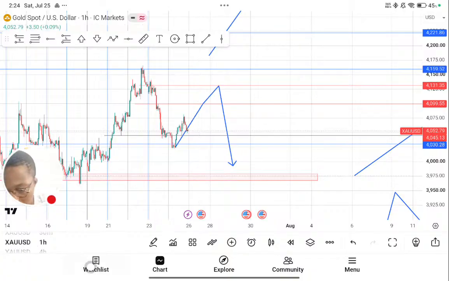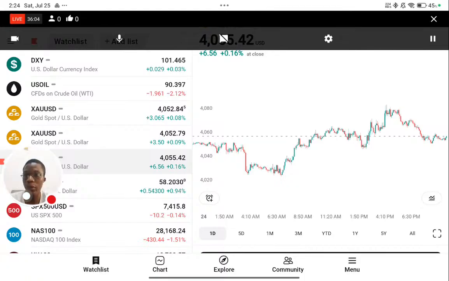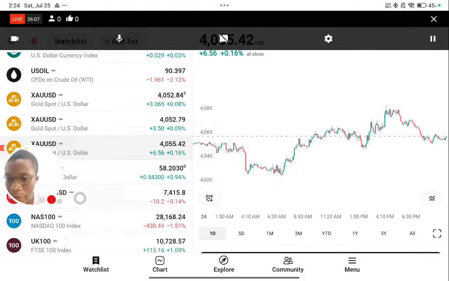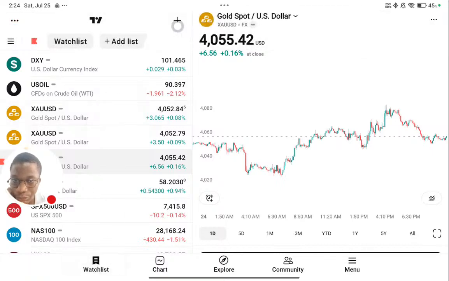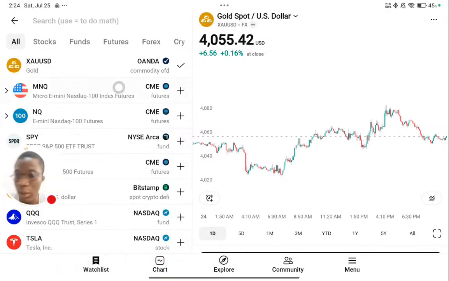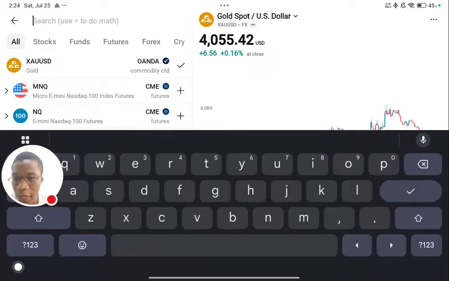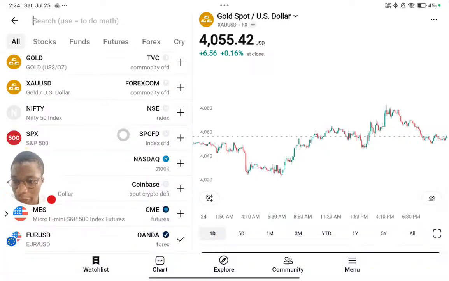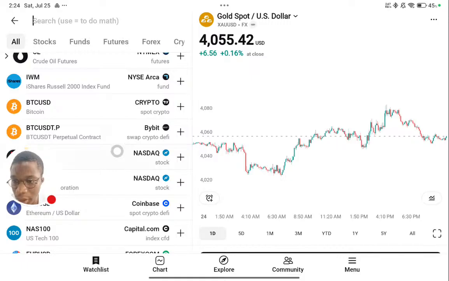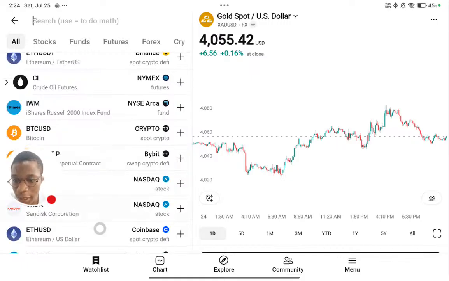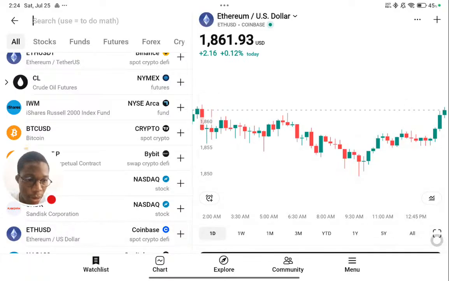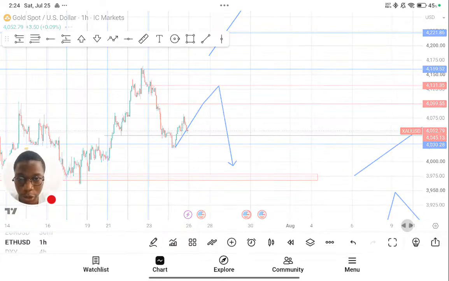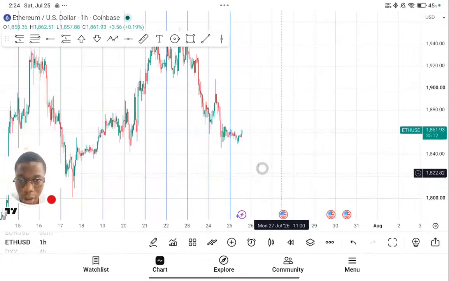Let me pick a different asset and give you a quick example again. Let's pick a random pair, let's pick Ethereum. You know what Ethereum is? I don't trade it, I don't know, but I just want to show you that this works across all assets.